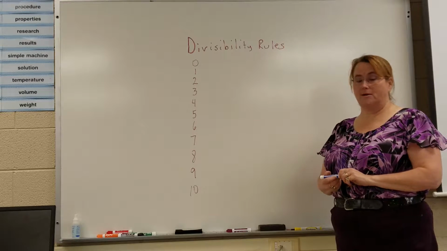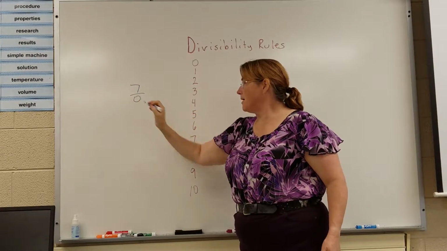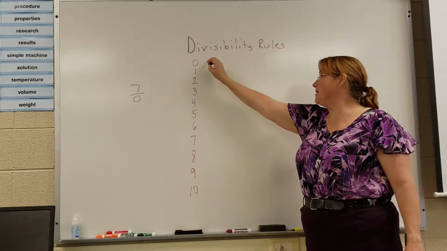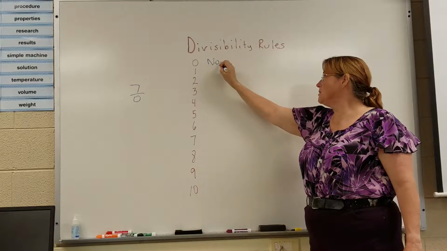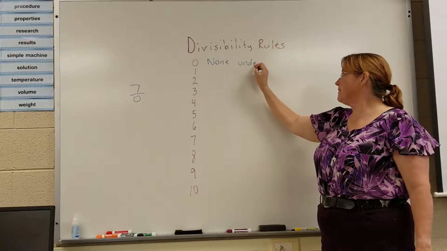To divide by 0 looks like this. 7 divided by 0. Can you do that? You can't. That is called undefined. So no numbers are divisible by 0, and it's called undefined.